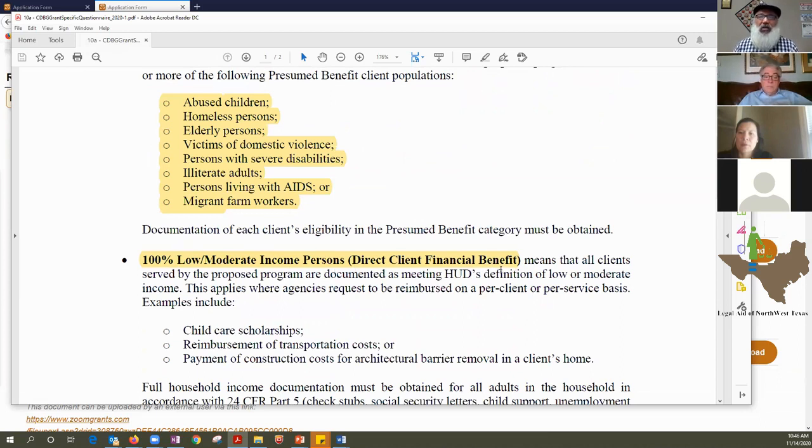This is when you are stating that you are providing a financial benefit that is direct. It means that all clients served by the proposed program are documented as meeting HUD's definition of low to moderate income. This applies where agencies request to be reimbursed on a per client per service basis.